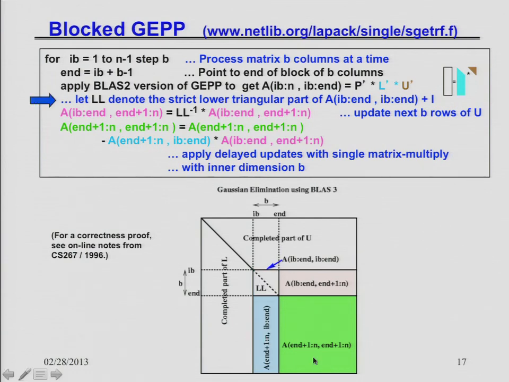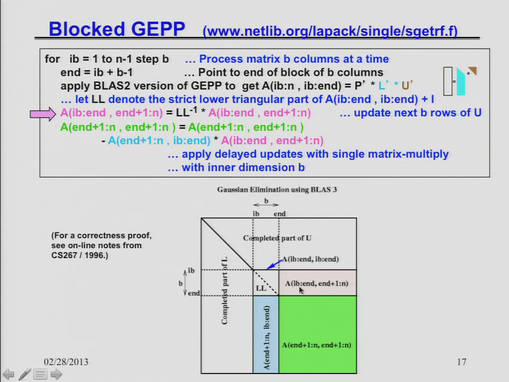So the next step is just to give it a name, I'm going to let this little square lower triangular matrix, I'll call it LL, and what I need to do is use that to update this matrix. So what I do is I call a single BLAS 3 operation that says, please solve triangular systems using this triangular matrix and all the columns of this. So that's a single call to the BLAS 3. So I solve a triangular system with the first column, the second column, the third column of that pink matrix. A little hard to see, but it's pink. And that's a single call to BLAS 3, and I can hit the lower bound by doing that.